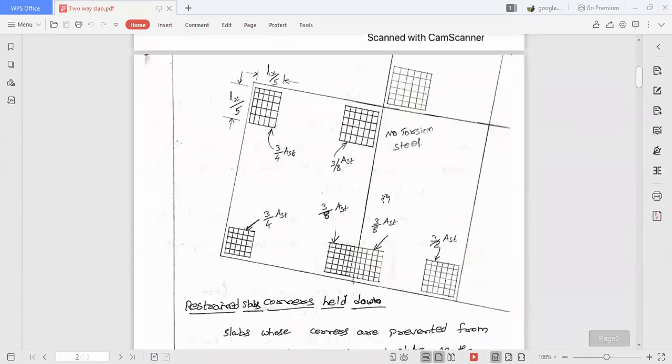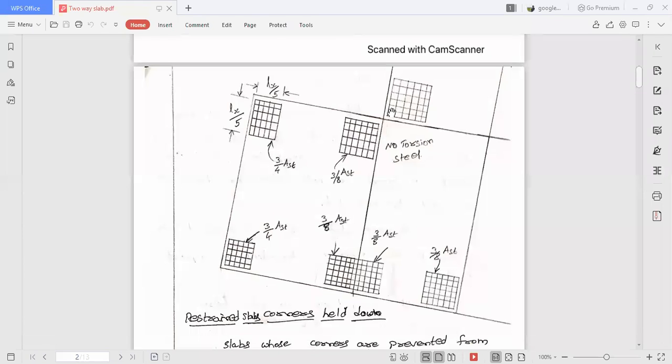Before coming to the discussion of this, let us explain where we will provide torsion steel in general. See here, this is the diagram. We have already seen this diagram in the case of restrained slabs. All the slabs you can see here are restrained slabs. This is the first slab, second slab, third one, fourth one, fifth one, and so on. Like this we have continuation. But here there is no slab, here there is no slab. Now the corners are divided into three parts.